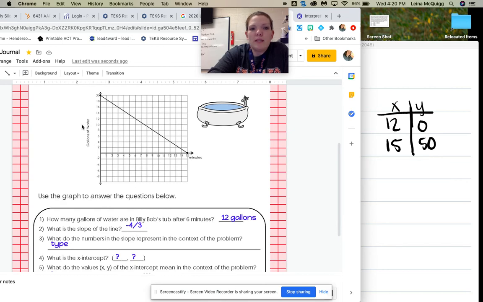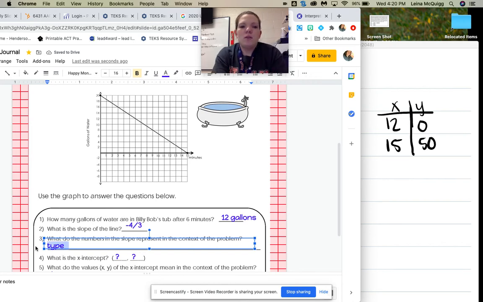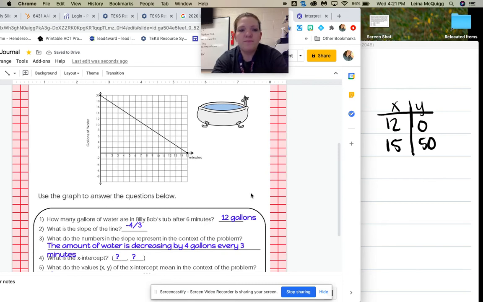Well, negative 4 represents the number of gallons in my tub, and 3 represents minutes. So this means it's negative, so it's going down. So the amount of water is decreasing by 4 gallons, right? 4 is my number of gallons. That was my Y. 4 gallons every 3 minutes. So it's taking 3 minutes for 4 gallons of water to drain.